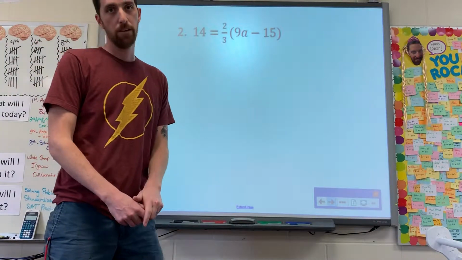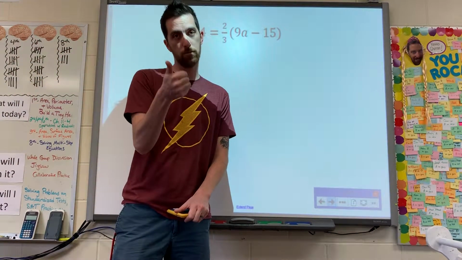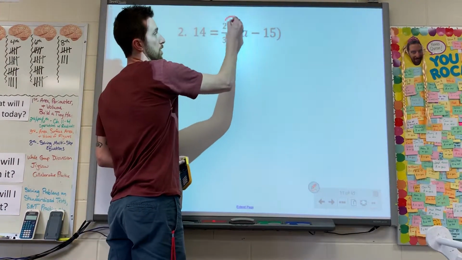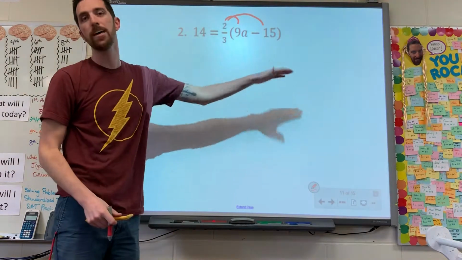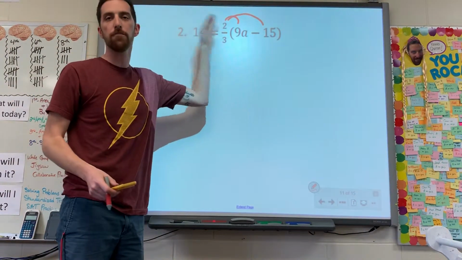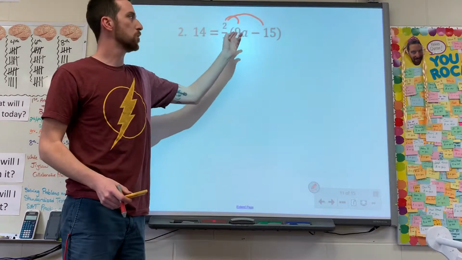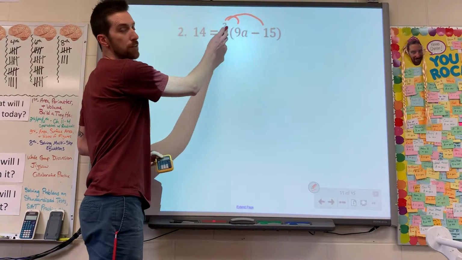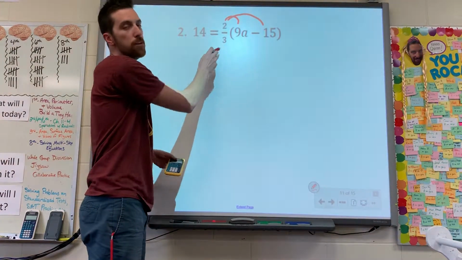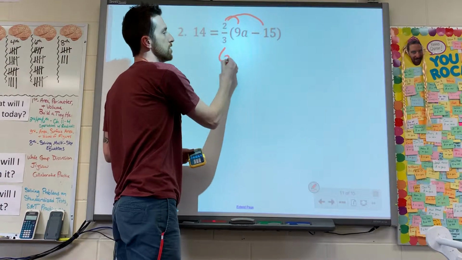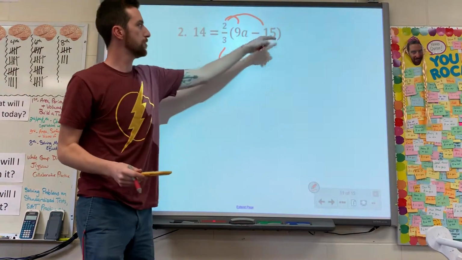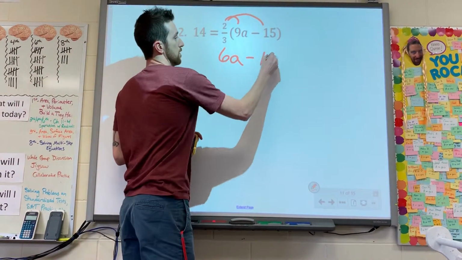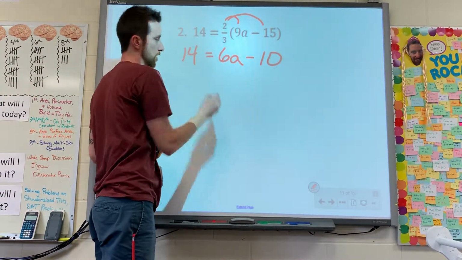Go to number 2. First thing we gotta do, step 1, is to distribute when you got distribution. I got 2/3 times this stuff. Remember, if you are multiplying a fraction by a whole number, you multiply the whole number by the numerator and then divide by the denominator. So 9 times 2 is 18, divided by 3 gives you 6. So this becomes 6a. Minus 15 times 2 is 30, divided by 3 is 10. So this should be our next line of work.